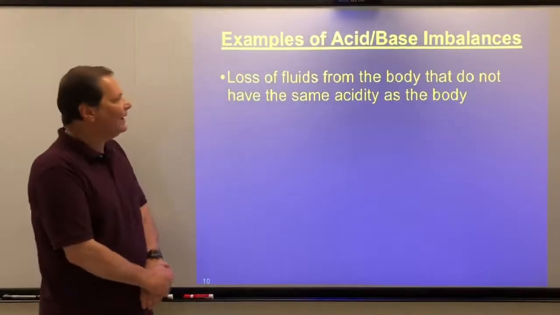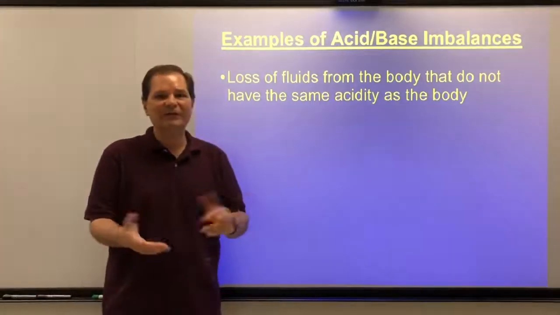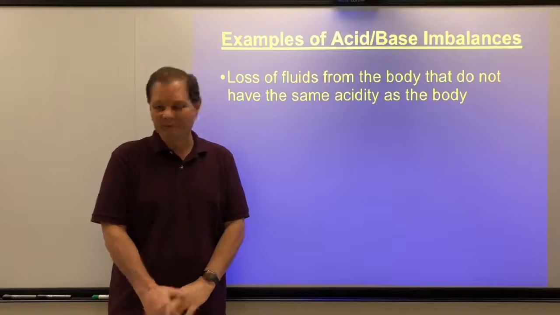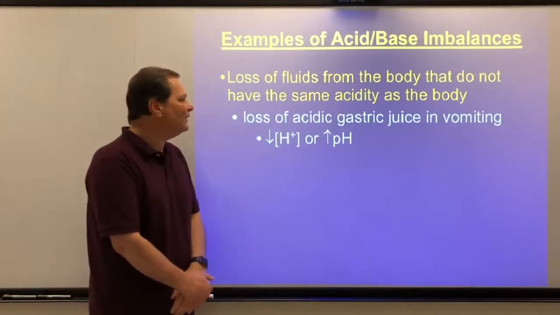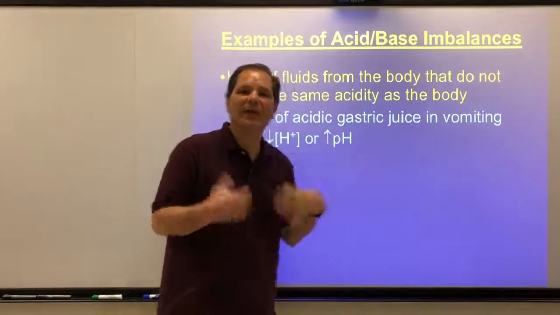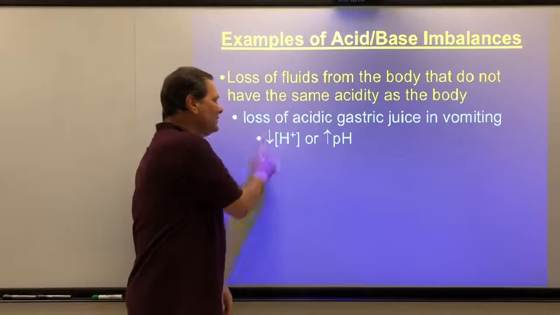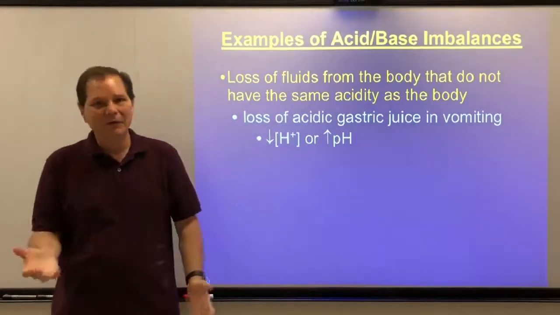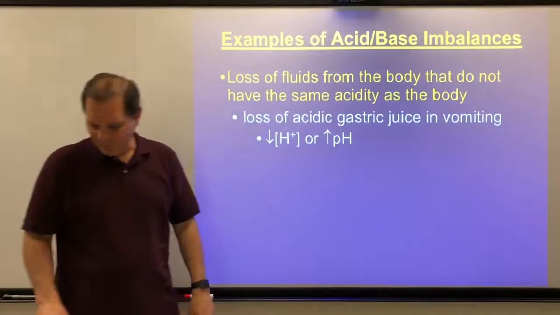We can also get an acid-base imbalance when we lose fluids in the body that aren't at physiological pH. For instance, your stomach has a lot of acid in it, hydrogen chloride, and if you vomit a lot, you're going to lose that hydrogen chloride. That is ultimately going to drop the hydrogen ion concentration in your body and result in an alkalosis, where the pH actually goes up.